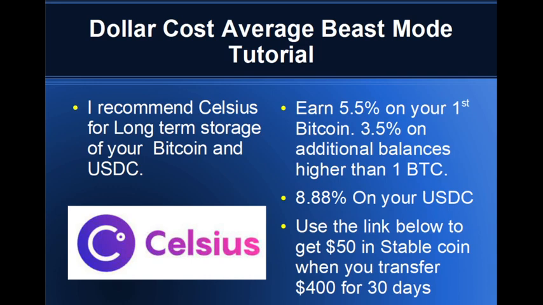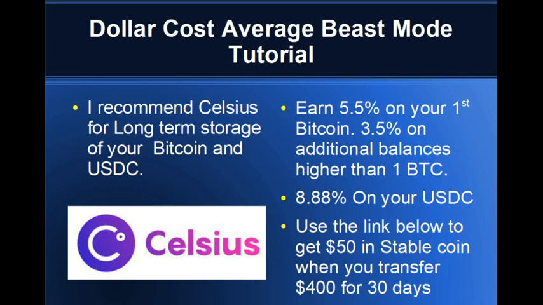I recommend Celsius for long-term storage of your Bitcoin and USDC. I like Celsius. I like where this company is going. Eventually, we might be able to do dollar cost average beast mode totally on Celsius, where we don't have to move it around in Coinbase at all. But right now, because the fiat bridge is better at Coinbase, that's why I choose Coinbase.